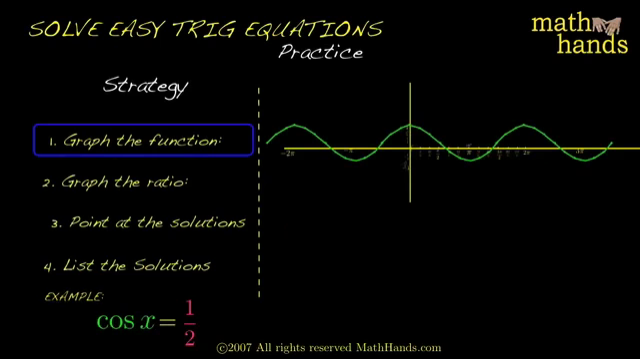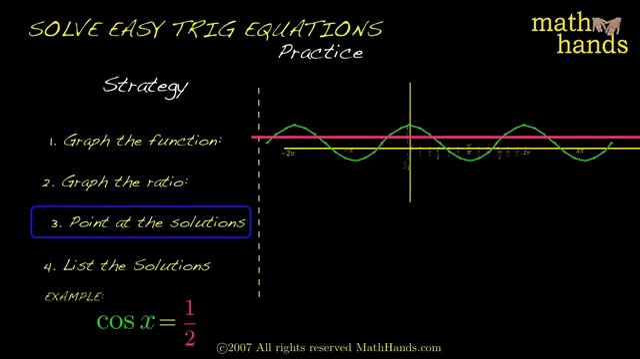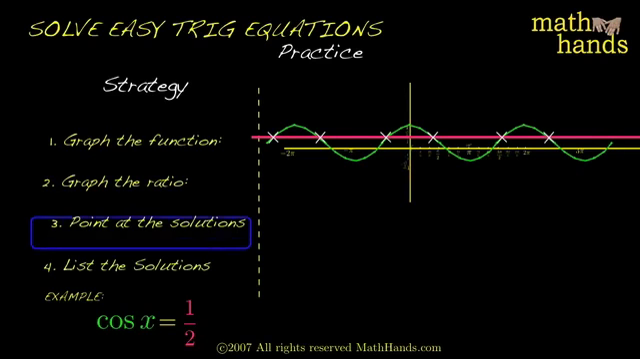Alright, now let's do this very important example, cosine x equals 1/2. The reason it's very important is because the pattern will not be as easy as the previous patterns. If you recall, the previous patterns were all nicely spaced apart, either 360 degrees apart or 180 degrees apart. This one's sort of a curveball, a big curveball. You graph the ratio, you graph the function, you point at the solutions. There they are, a whole bunch of them, and you start to list them. And again, this pattern is different than the other patterns.